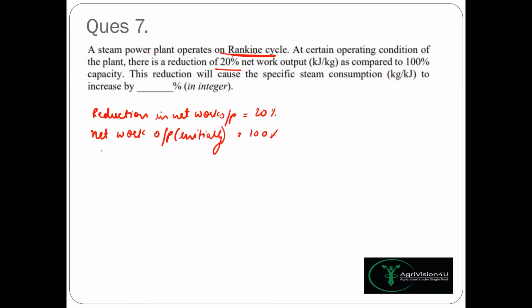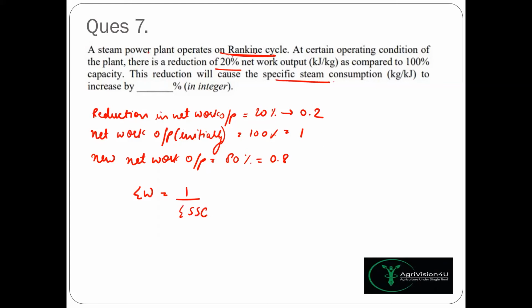And then we reduced it by 20%. So now the new net work output would be equal to 100 minus 20, that is 80%, which we can write as 0.8. We can write it as 0.2 and we can assume it to be 1. Fine. Now, we know the formula between the net work output and the specific steam consumption, that is net work will be equal to the net specific steam consumption, right? Where specific steam consumption I have denoted by SSC. So the new network output is 0.8. So we can find out the new specific steam consumption, and the new specific steam consumption would be equal to 1 by 0.8. It is 1 by 1.25, right? So if we multiply it by 100, it would be 125%.